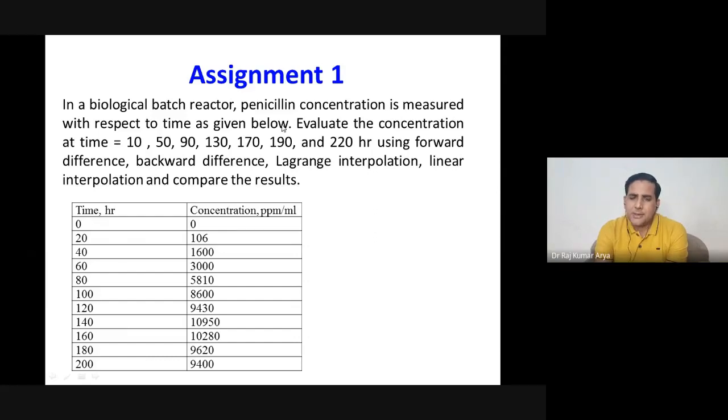Lagrange or linear, you already did in a short question, not a big one, because here you have so many data points, right? So first you can see here time and concentration, the data are equally spaced, because the space between 0 to 20 is 20, again 20, again 20 and 20. So these are equally spaced data points, so your Newton's forward difference and backward difference can be used.